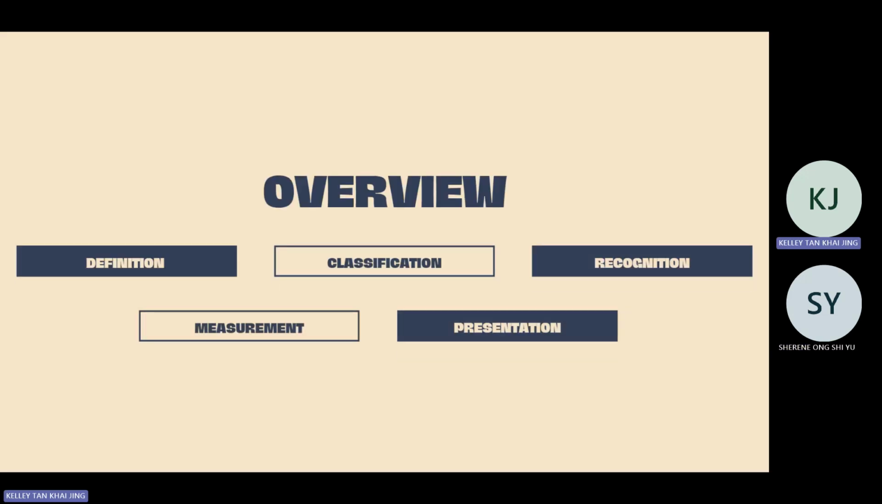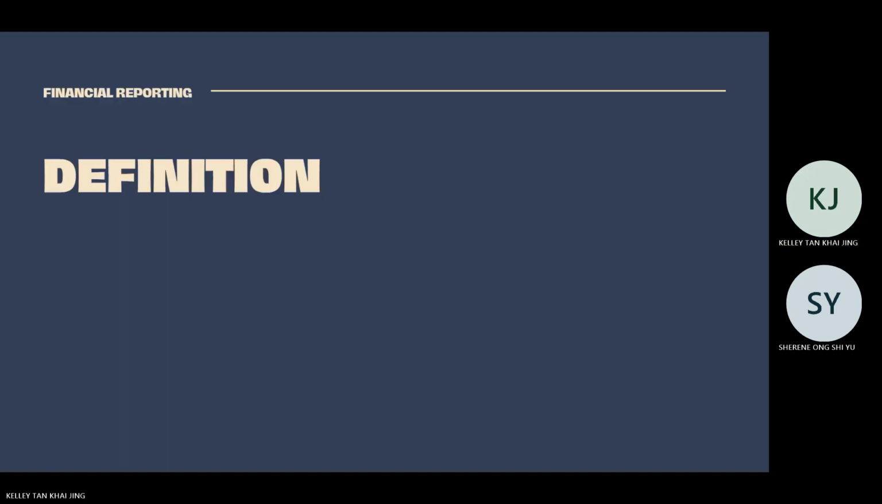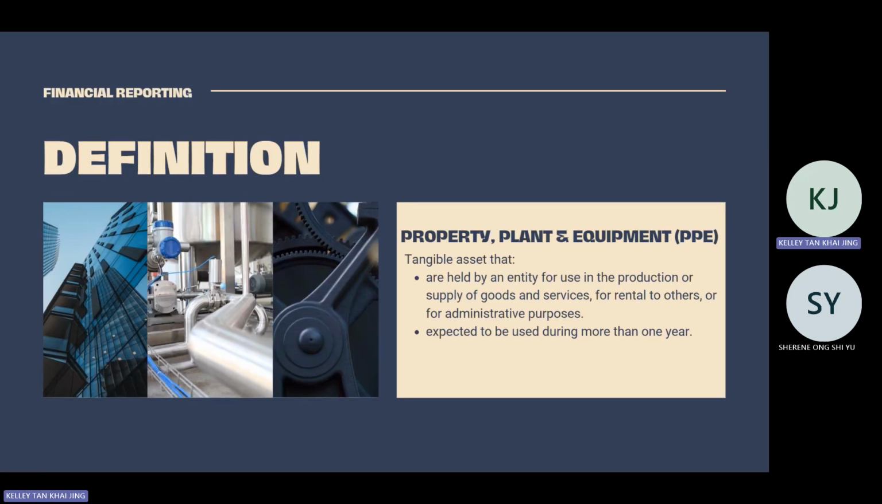So in this presentation, we're going to talk about definition, classification, recognition, measurement, and presentation for IAS 16. In IAS 16, we're going to talk about property, plant, and equipment.